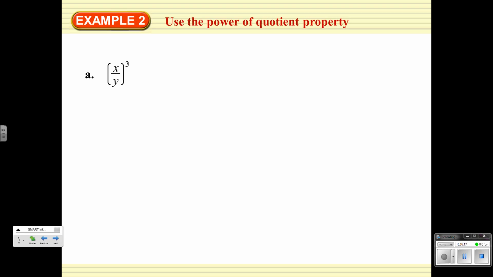So it's kind of, again, like distributing the 3 into the numerator and the denominator, leaving us with x to the third, y to the third. And since the bases are not the same, we can't simplify this.